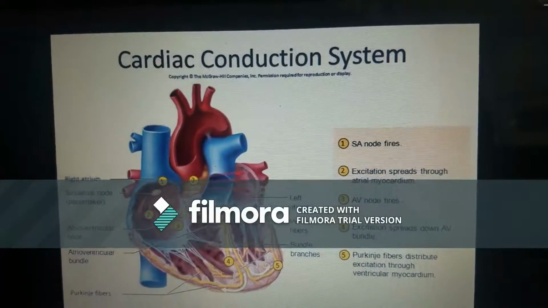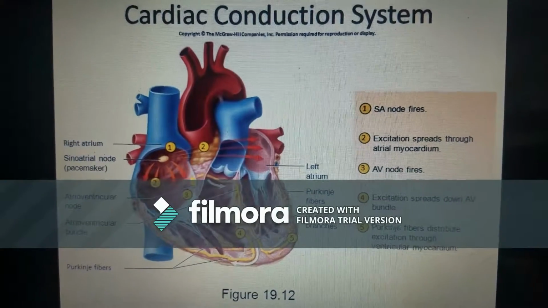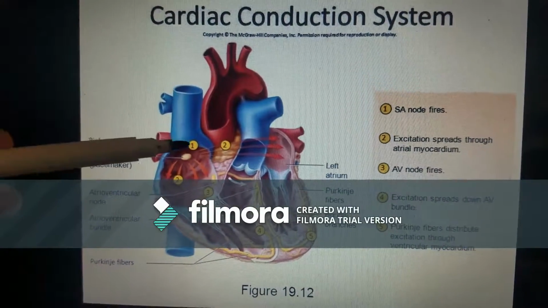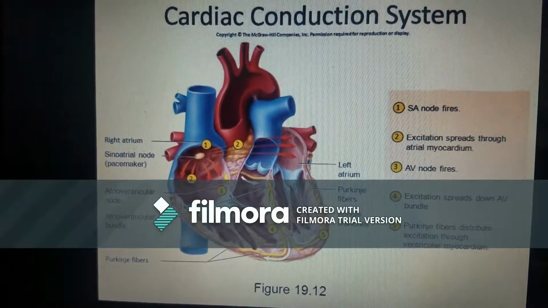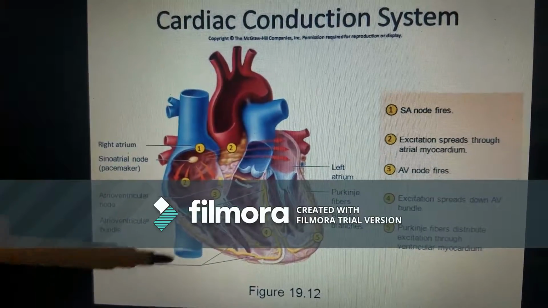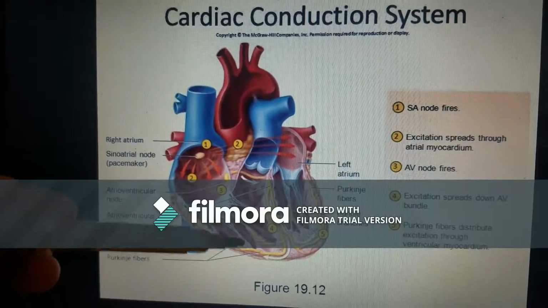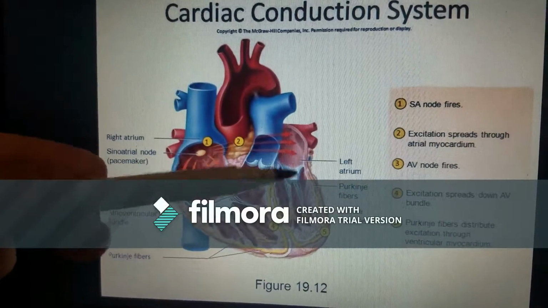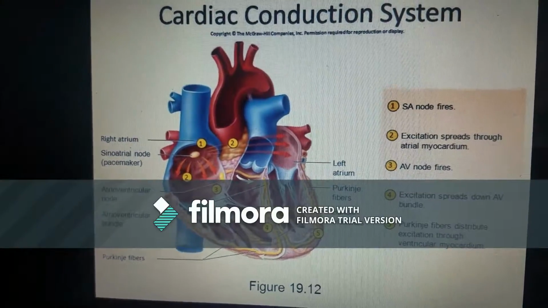This is the heart, which is composed of many different areas, including the right atrium, the sinoatrial node, or the pacemaker, the atrioventricular node, the atrioventricular bundle, Purkinje fibers, the left atrium, more Purkinje fibers, and the bundle branches. The heart is where your heartbeat originates.